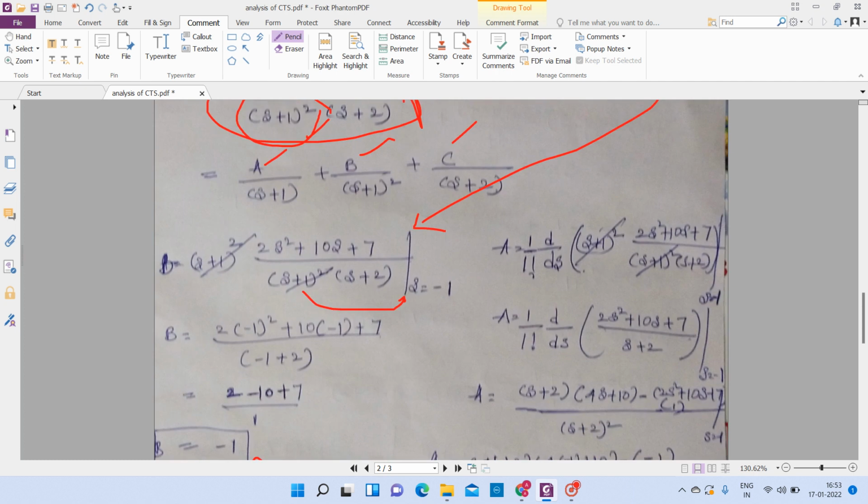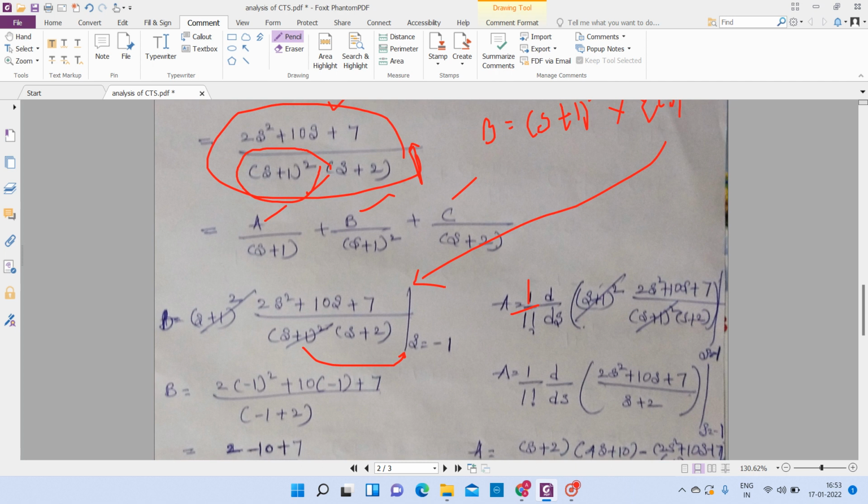So in order to find A, you know very well how to find the value of A. 1 divided by, this one is a 2. What is the higher order here is 2. If it is 3, then the value is 3. 3 minus 1, it becomes 2.